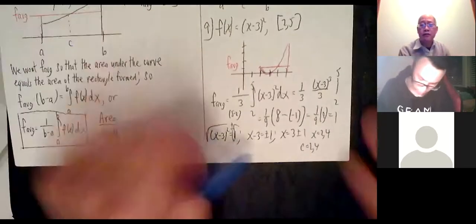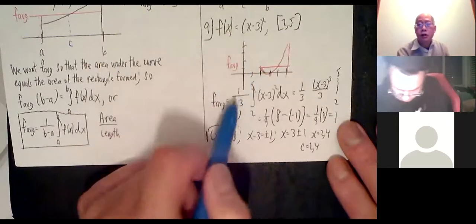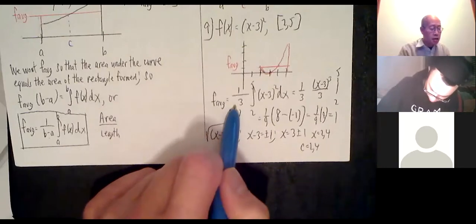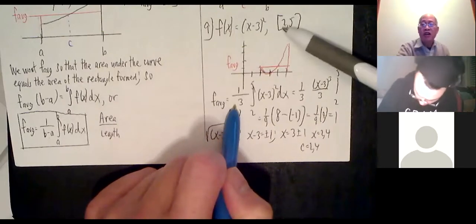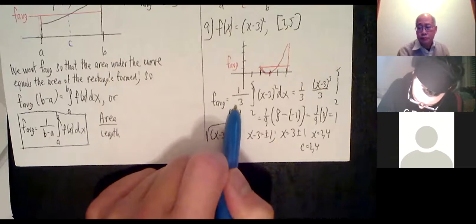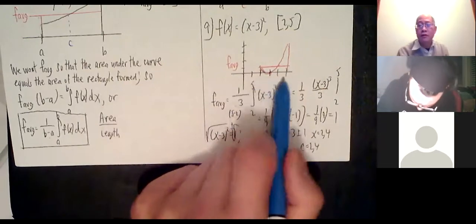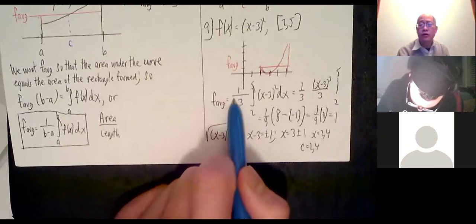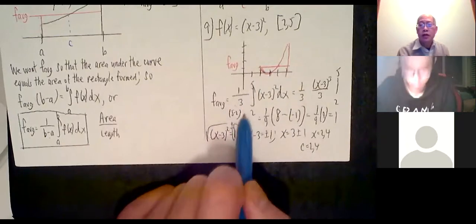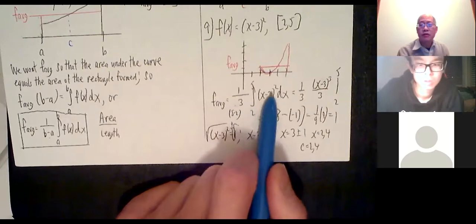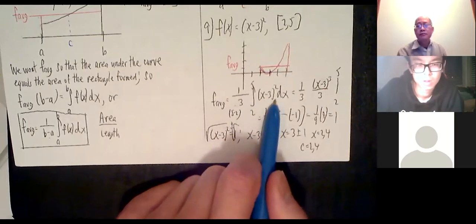Okay, so just plug it into the formula. So I go 1 over b minus a. What's b minus a? 5 minus 2, which is 3. Which happens to be the length of the interval. That's how far it is from 2 to 5. Right? So the length of the interval is 3, so I have 1/3. Then I just integrate. Integral from 2 to 5 of (x minus 3) squared dx.